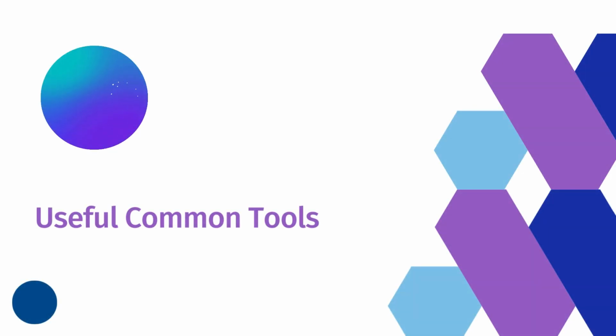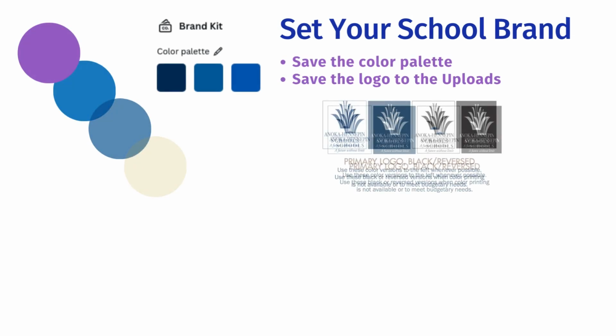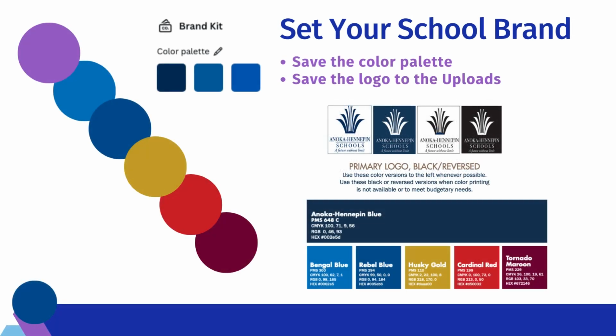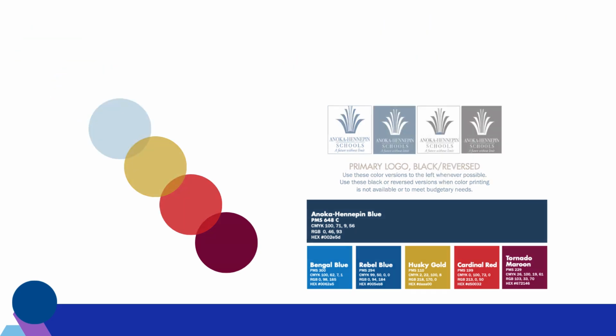There are some common tools that make Canva go from good to amazing. You can set your school or library brand colors so you don't have to look for them or guess when you are designing. These are the quote unquote official colors of my school district. I created a color palette of these official colors and the district logos.